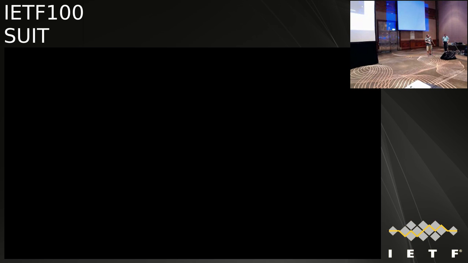So welcome. This is going to be the SUIT BOF. We're currently working through some technical issues with the AV, so we'll get started as soon as we get that worked out.